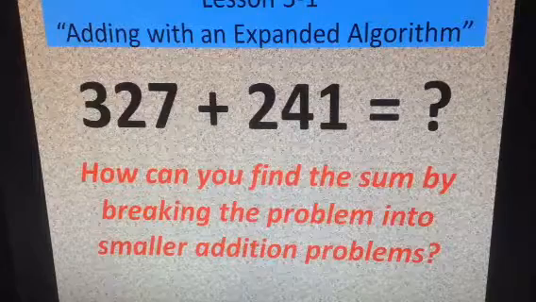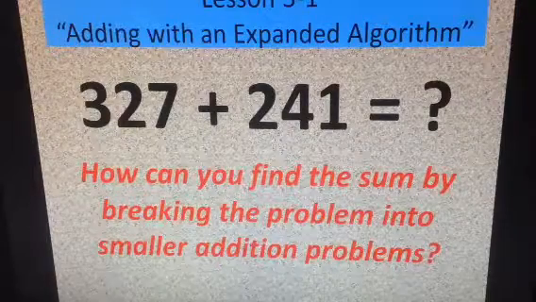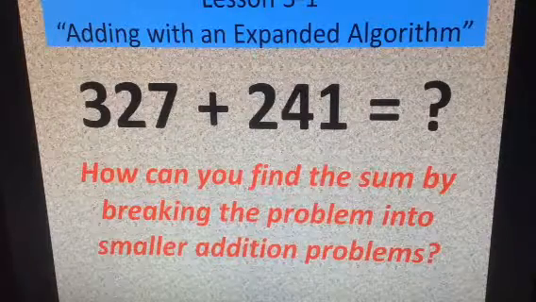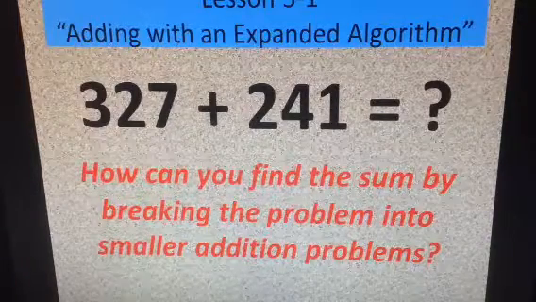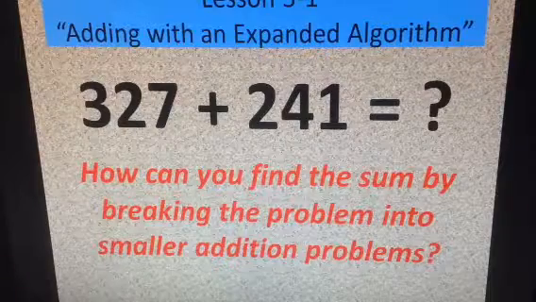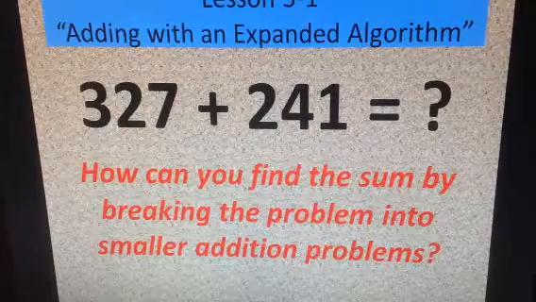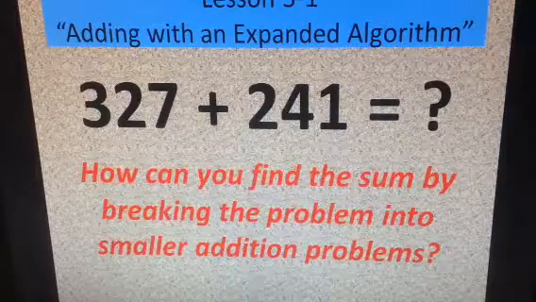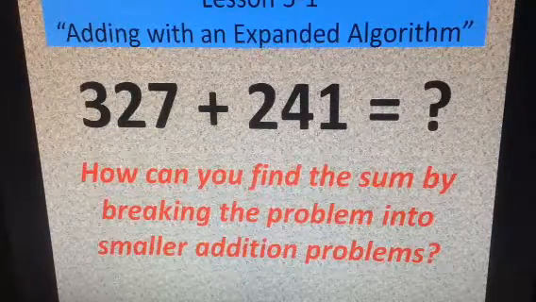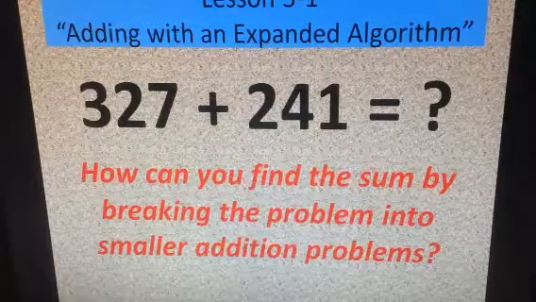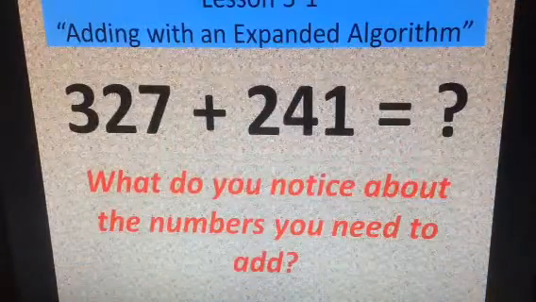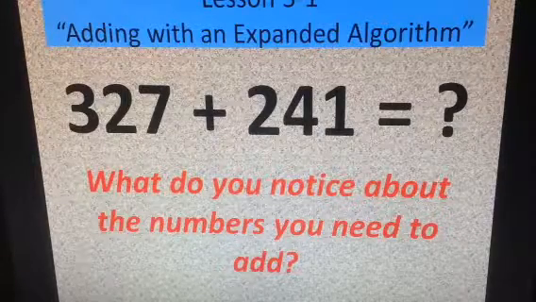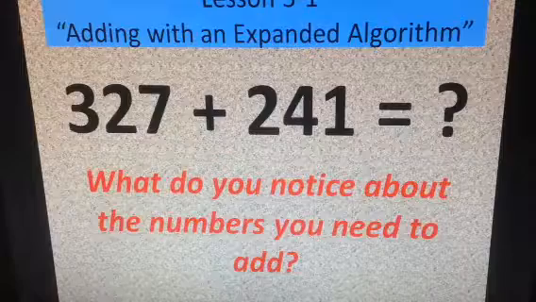What is 327 plus 241? How can you find the sum by breaking the problem into smaller addition problems? Today we talked about using rounding to make it easier, and we also talked about adding up the hundreds, then adding up the tens, then adding up the ones, and then finding a final answer by adding all those sums together. What do you notice about the numbers you need to add? Students noticed that the numbers had 3 digits each.